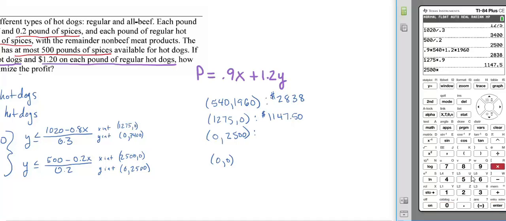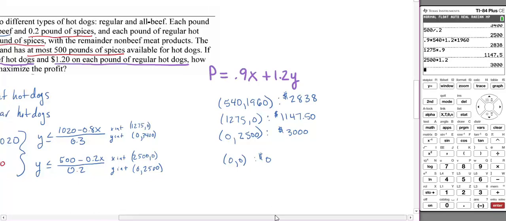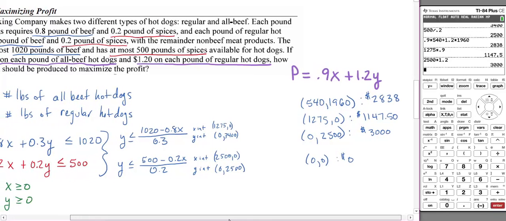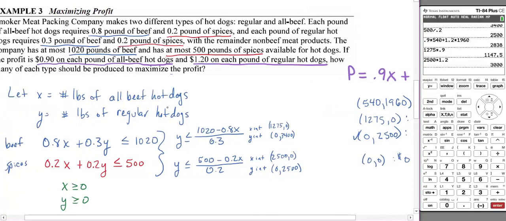2,500 times 1.2, and that may be surprising, $3,000. And of course, this is going to give a profit of $0. All right, so it looks like we have a winner here at 0, 2,500. How do we interpret that? It means for the all beef hot dogs, we should be making 0 pounds and making 2,500 pounds of the regular hot dogs.